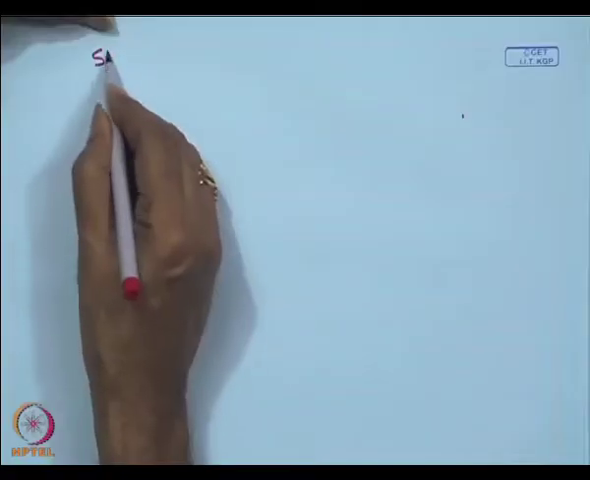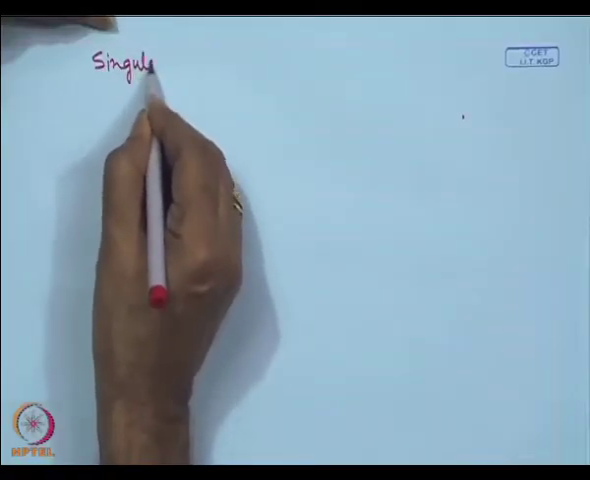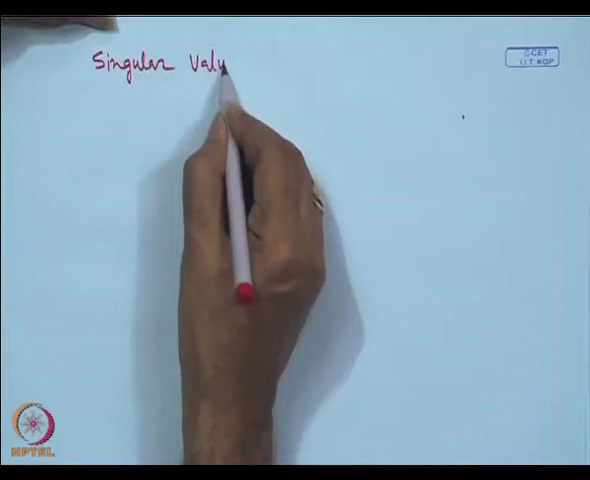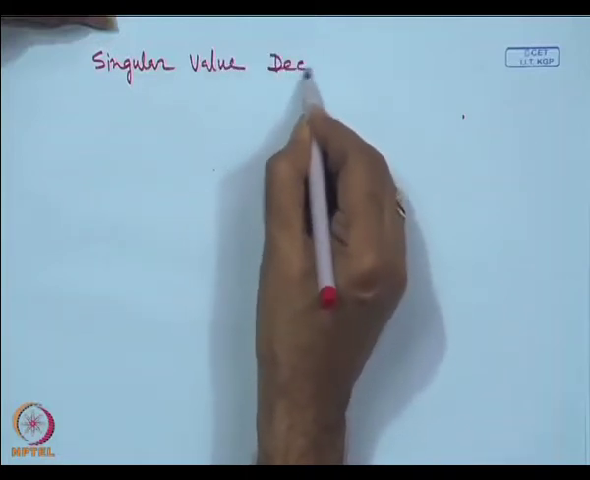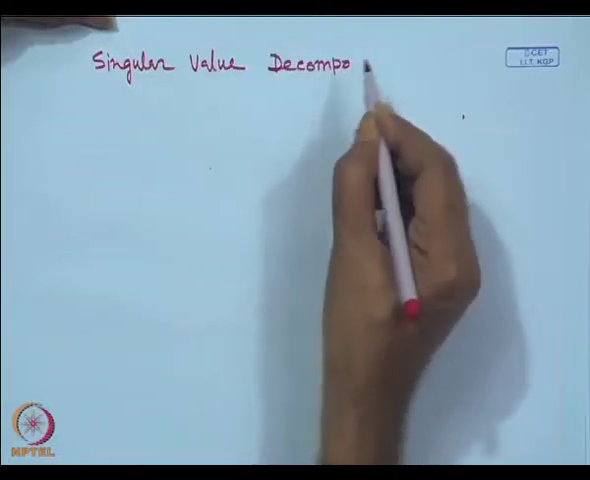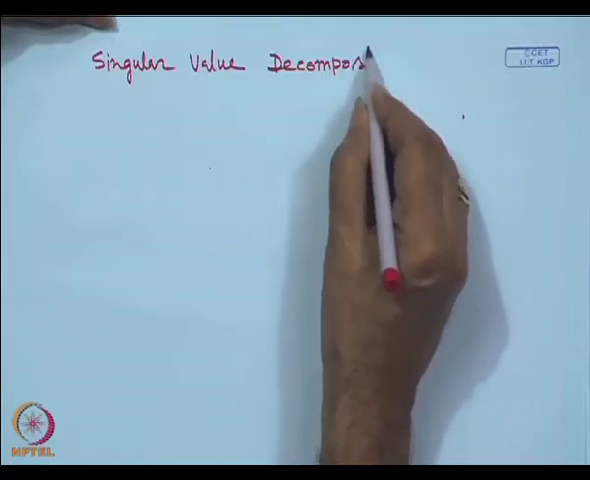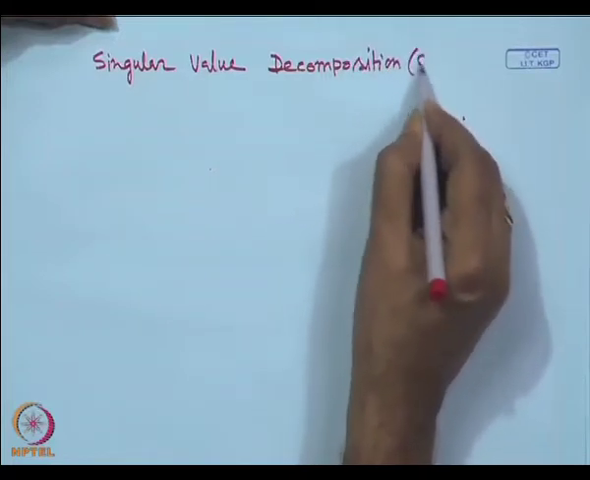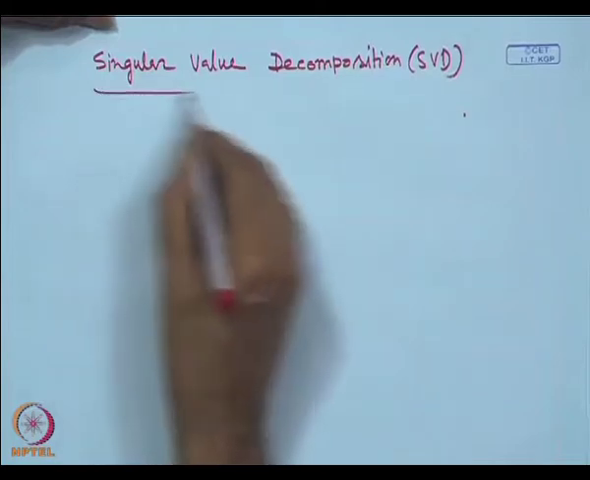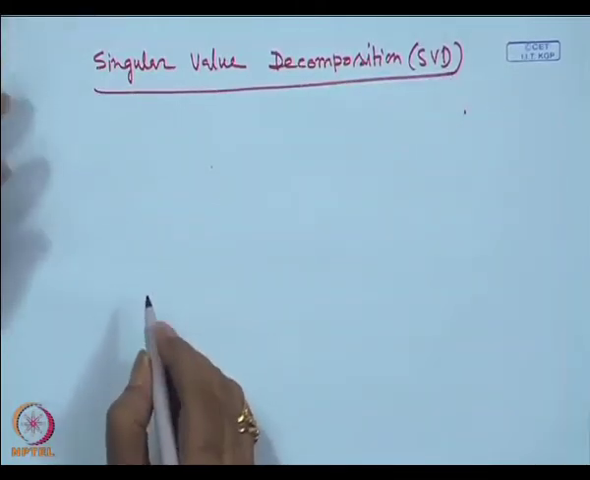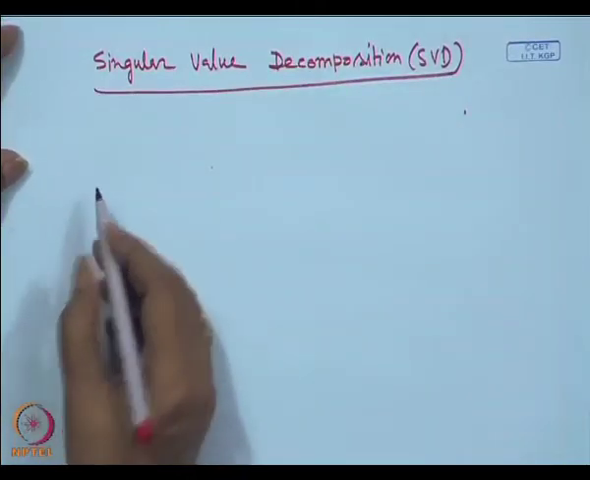So, let us see now how to get the... As I said, all these things are background we have to give before we discuss the design of H infinity controller. So, next is singular value decomposition. In short, it is written SVD. So, singular value decomposition is there.